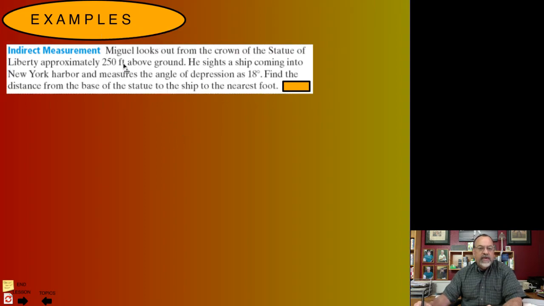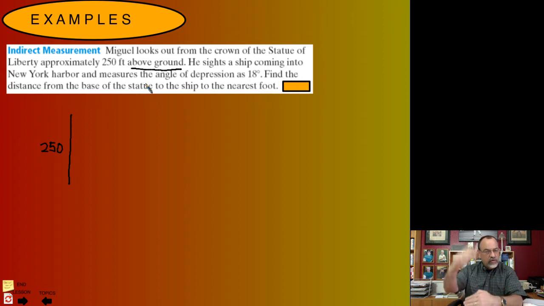So here's a situation where Miguel looks out from the crown of the Statue of Liberty, which is approximately 250 feet above the ground. As I read that, I want to think about a right triangle: where is he? How does this apply? He's in the Statue of Liberty, so he would be up here. And then here's the ground, and it tells me that the height is 250, so I know that the vertical height is 250. When it says above the ground, that's something you want to recognize as being the vertical side of the triangle. Again, the whole idea behind the application is being able to sketch these figures out for ourselves.